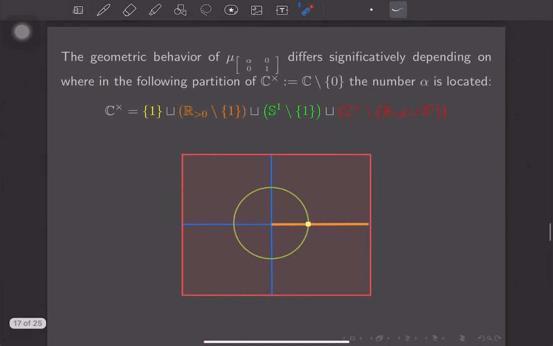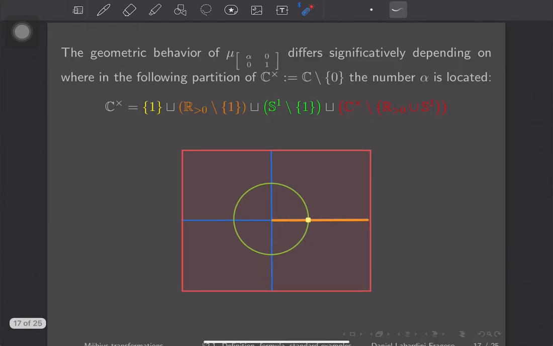Okay, and now I'm going to perform a basic geometric analysis of the geometric behavior of the powers of the Möbius transformation multiplication by alpha, similar to the one I did for translations. And now the point is that this basic analysis is going to be different depending on where in the plane my alpha, the complex number by which I am multiplying, lives.